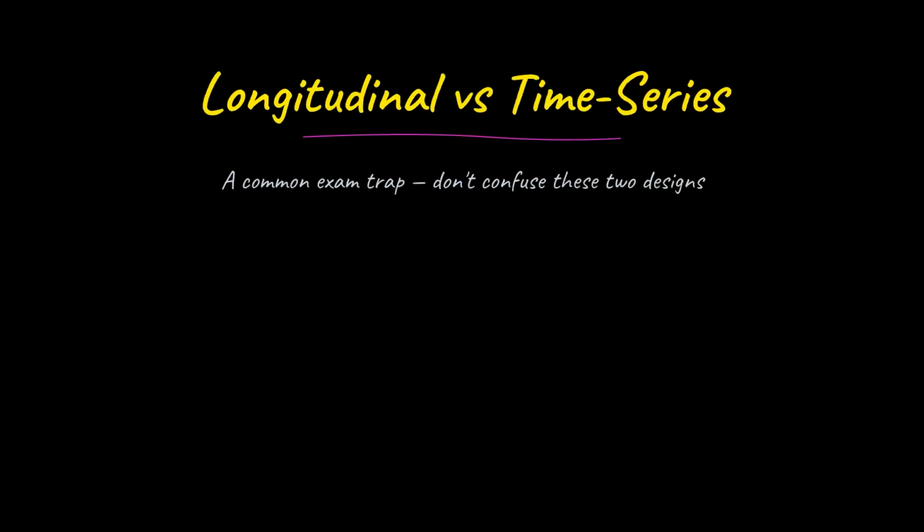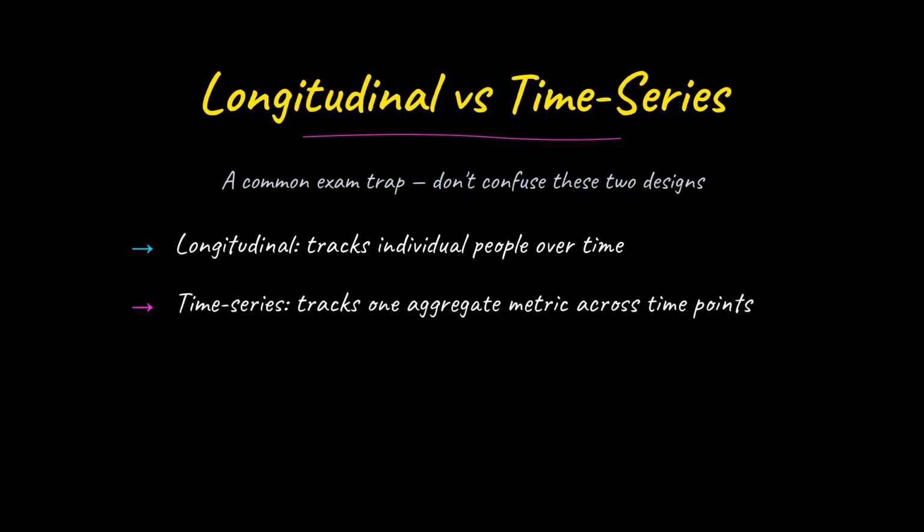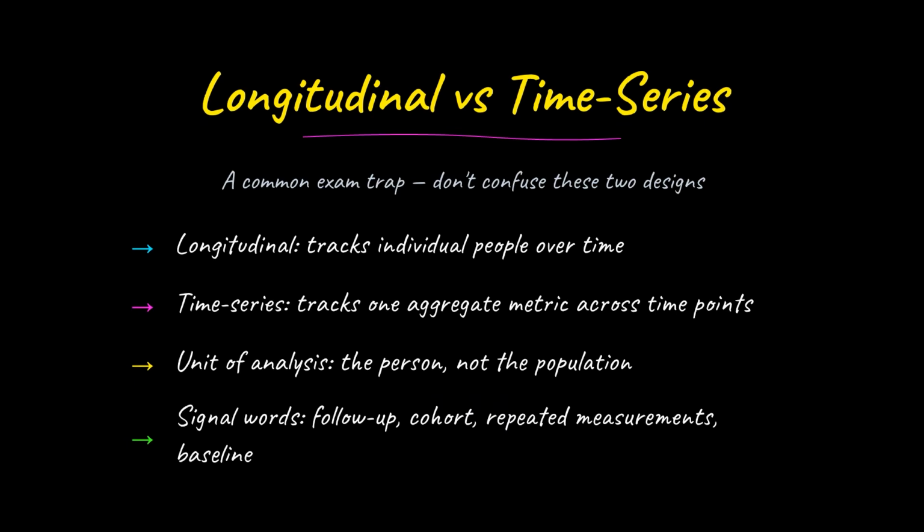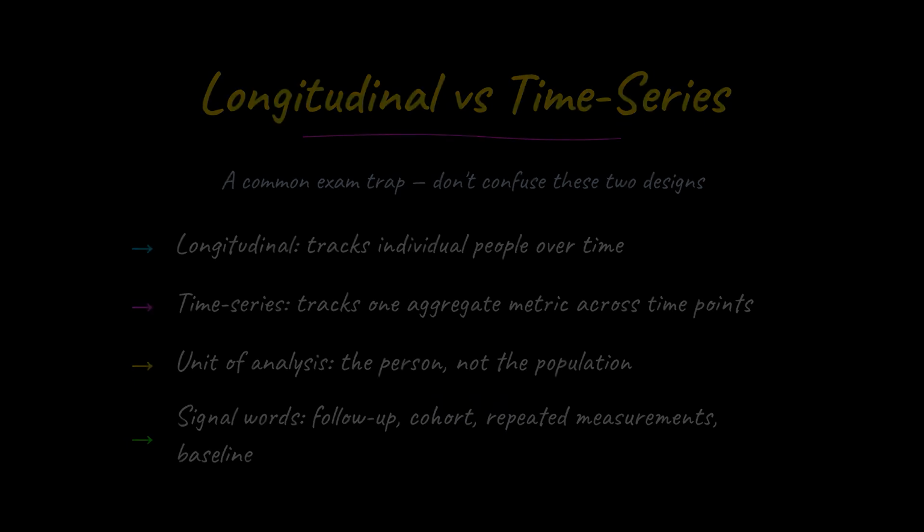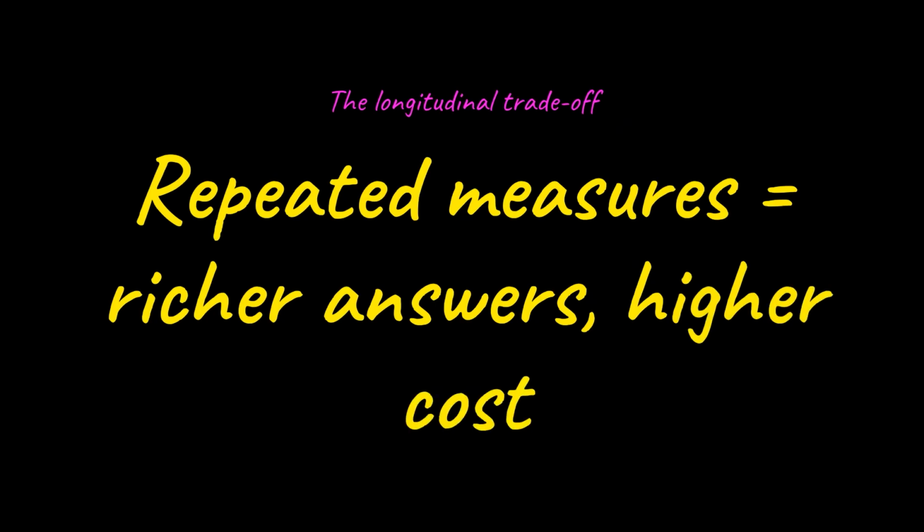A key exam trap is confusing longitudinal with time series designs. Time series tracks aggregate population metrics, like monthly ED visits, while longitudinal designs track individual people. When a stem describes years of follow-up on a defined cohort, that is your signal for a longitudinal design. The power of longitudinal designs comes from linking repeated observations on the same subjects, but that power carries a price. Tracking participants over years demands investment in retention and follow-up infrastructure that a cross-sectional study completed in a week simply does not require.